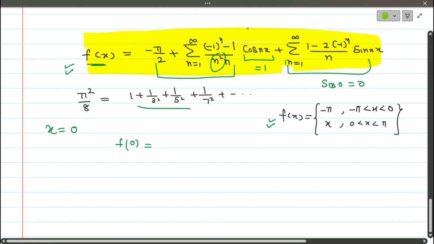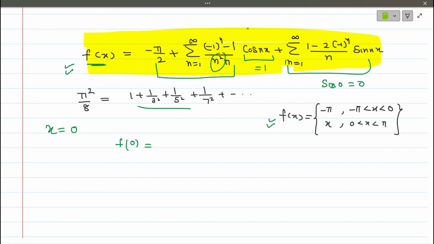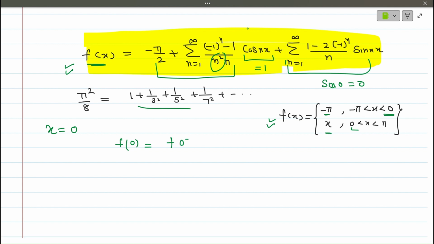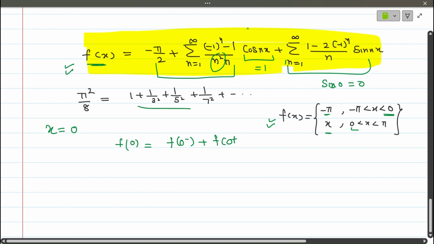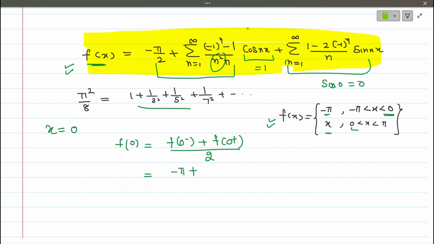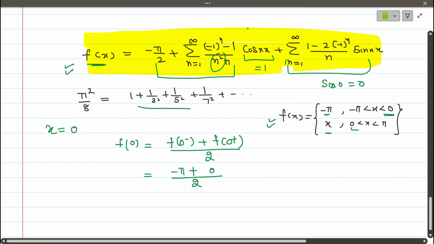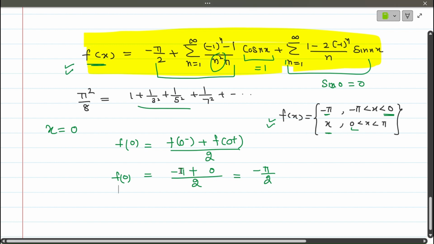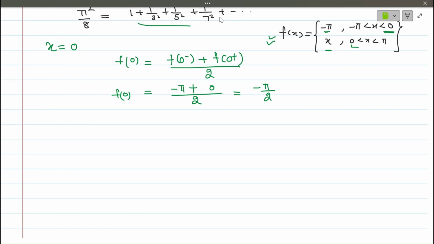But looking at this expression we can easily see that the function is discontinuous at x is equal to 0, because the left hand limit of this function at 0 is equal to minus pi and the right hand limit at 0 is equal to 0. We will use the average of this left hand limit and right hand limit, f(0 negative) plus f(0 positive) divided by 2. Okay, so left hand limit of this function at 0 is equal to minus pi and right hand limit f(0) is equal to 0, divided by 2, so the value is minus pi divided by 2. So where there is discontinuity in the function, we will use the average of left hand limit and right hand limit. Okay, so put this value in the Fourier series expression.